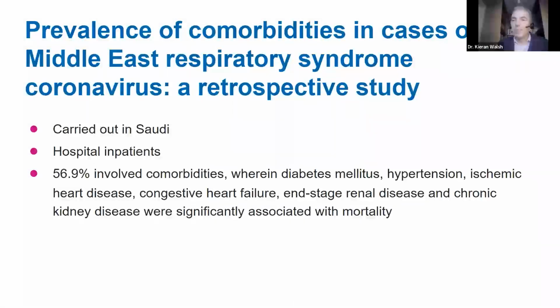And comorbidities are a problem not just in the UK, but around the world. Here's just one study in Saudi Arabia of MERS, looking at the prevalence of comorbidities amongst hospital inpatients. They found that 56% of patients had comorbidities. The comorbidities that they had are no surprise. They're chronic, non-communicable, long-term conditions: diabetes, hypertension, heart disease, kidney disease, and so on.